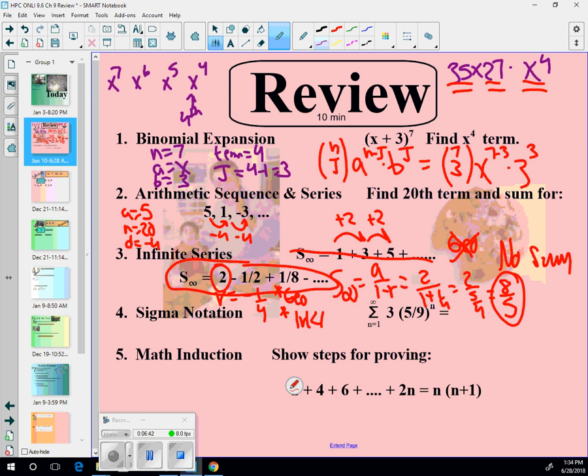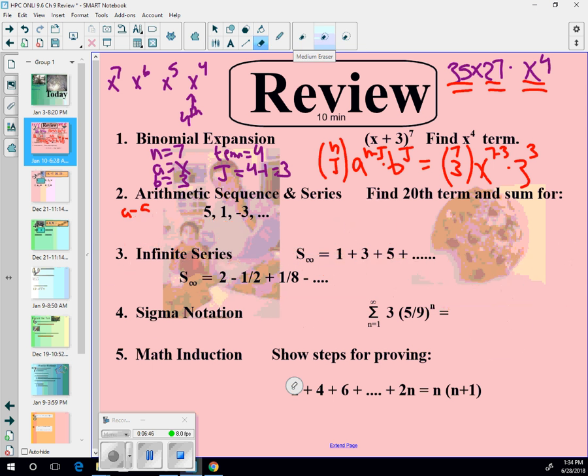And then sigma notation, talked about that. With sigma notation, you have your starting point, you have your ending point, you have your formula. Now this one's kind of nice because what we can do is we usually use I or J or K. I'm going to call this one K just to make it a little unique. Put numbers in. So put a 1 in. So this is going to be 3 times 5/9 or 5/3.